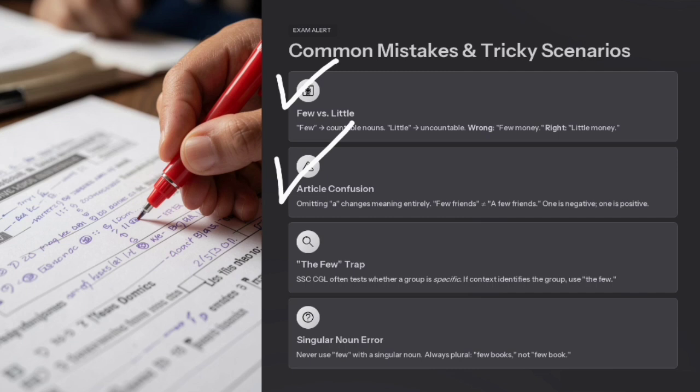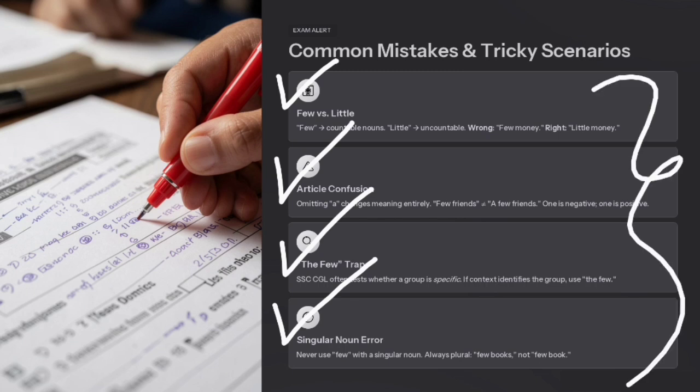Second, article confusion. If you don't use a with few, then it will change the complete scenario. It will have a negative connotation. Few students or a few students: one is negative, another one is positive. Third is the few trap. Sometimes we have seen the usage of the few, but if you don't write the, then it will not make it definite or specific. And the few is used when something is specific or definite. Fourth, singular noun error. We shall not use few with any kind of countable singular noun. Definitely not. We should use it with plural countable nouns like few books, few cars. Not few book, few car, which are countable nouns but singular, not plural.